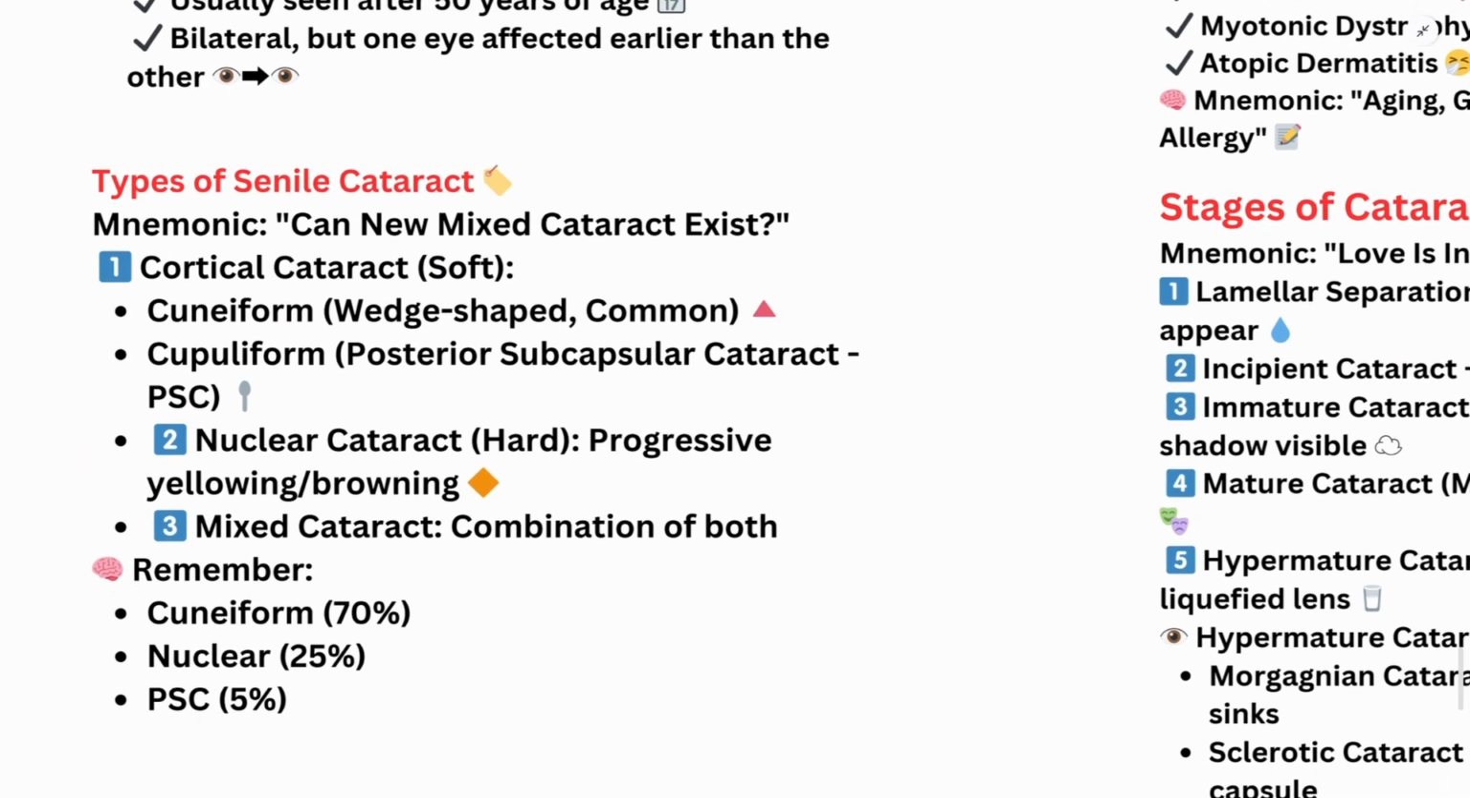Whenever you are going to take the history, no matter the gender, while asking comorbidities about hypertension, thyroid, diabetes, you should also ask the history of cataract.